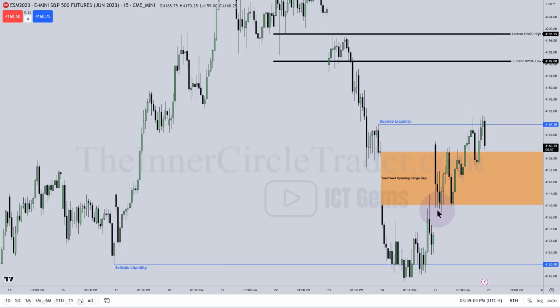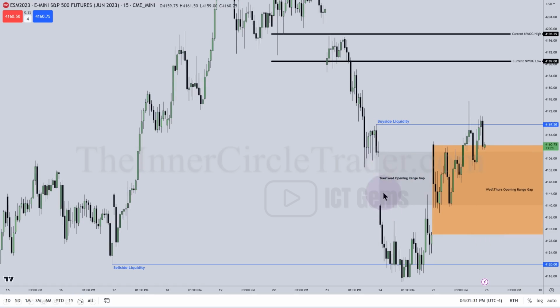So I'm going to add this one. I'm going to change this one to a different color. It'll still be on the chart because it's very important you understand what's about to happen here. It's shaded in gray. So we have the opening range gap for Wednesday, Thursday now, which is this now broader range. So there's an overlapping of those two opening range gaps.